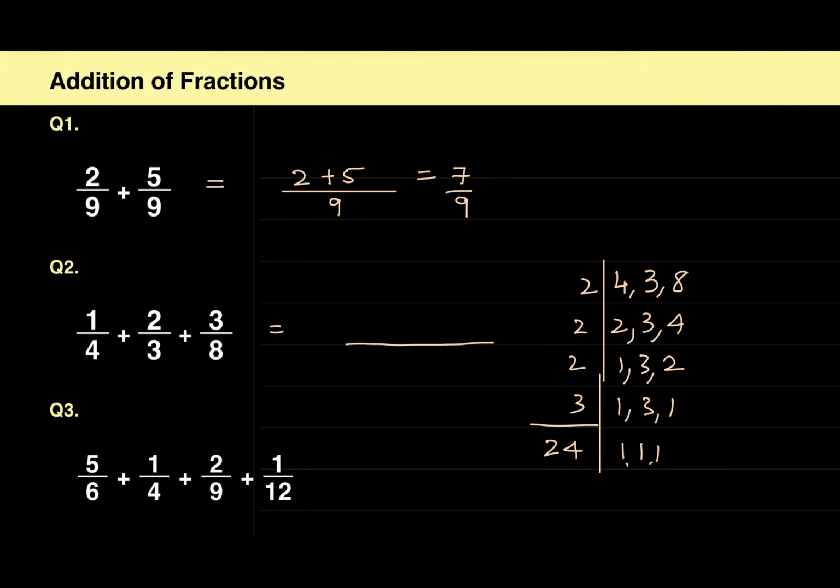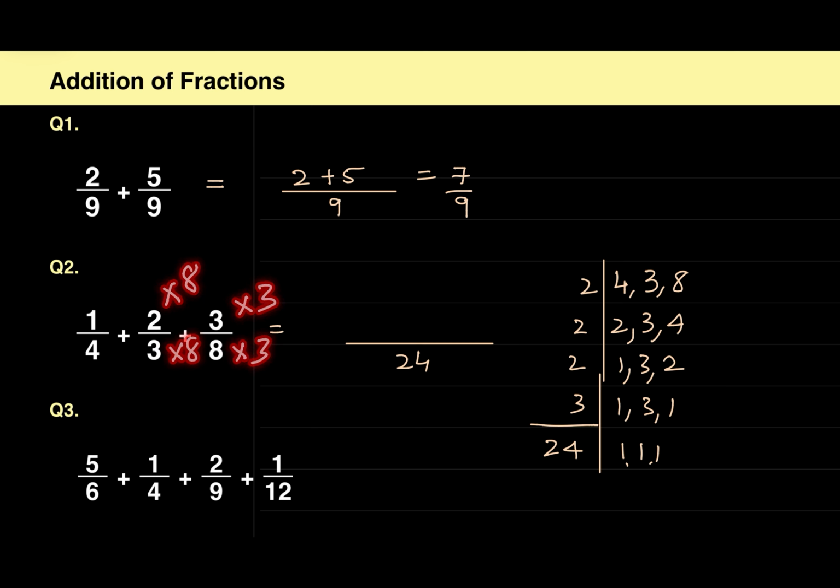So what do we do now? Just make a line, write the LCM over here. Now you know what you have to do. 4 into what is 24? This 24 we have to get. 4 into 6. So what we'll do, multiply this also by 6. 3 into 8 is 24. So into 8. 8 into 3 is 24.